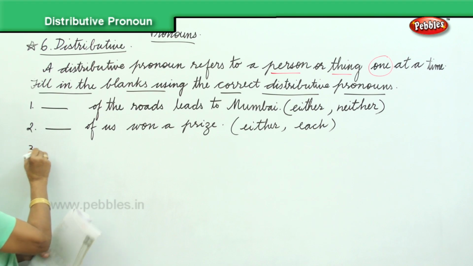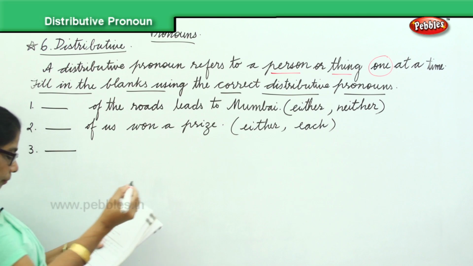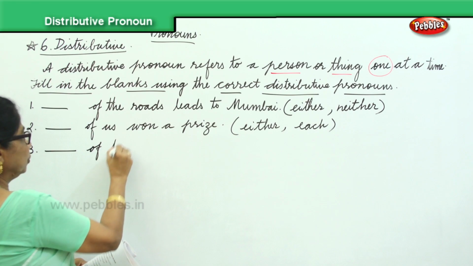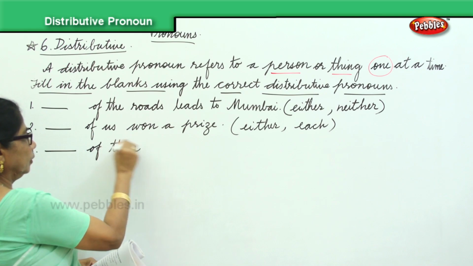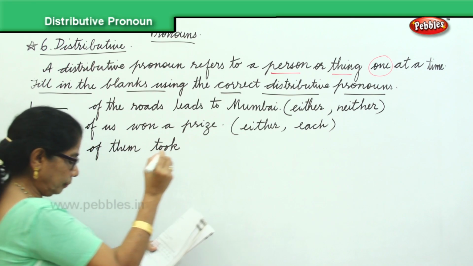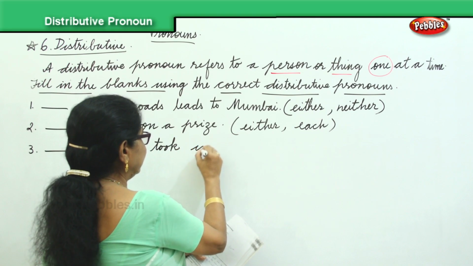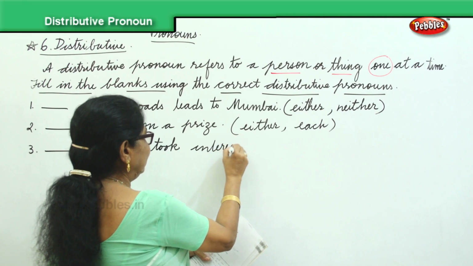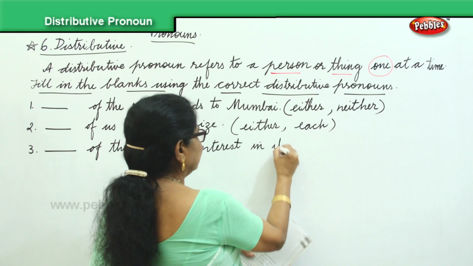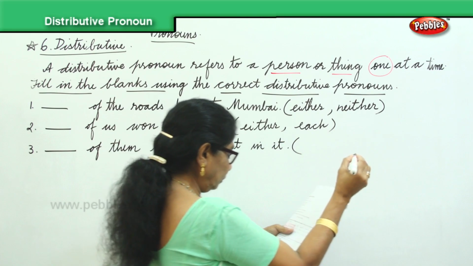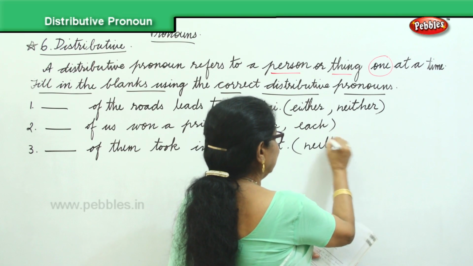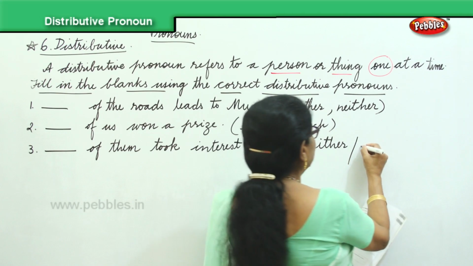Next we have here, dash of them took interest in it. Dash of them took interest in it. And the words are neither, either.